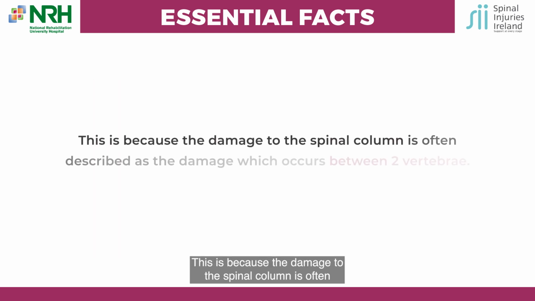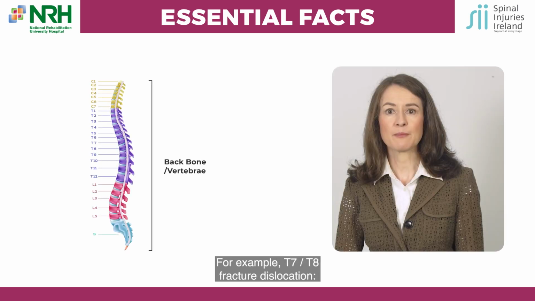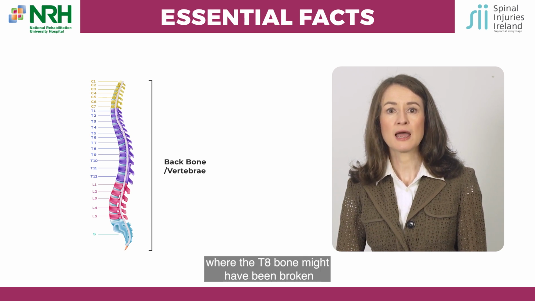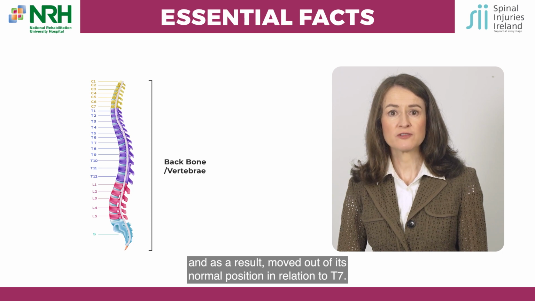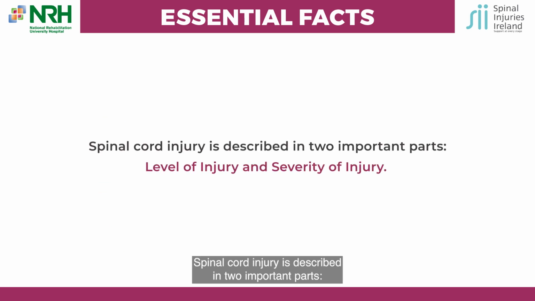This is because the damage to the spinal column is often described as the damage which occurs between two vertebrae. For example, T7, T8 fracture dislocation, where the T8 bone might have been broken and as a result moved out of its normal position in relation to T7. Spinal cord injury is described in two important parts: level of injury and severity of injury.